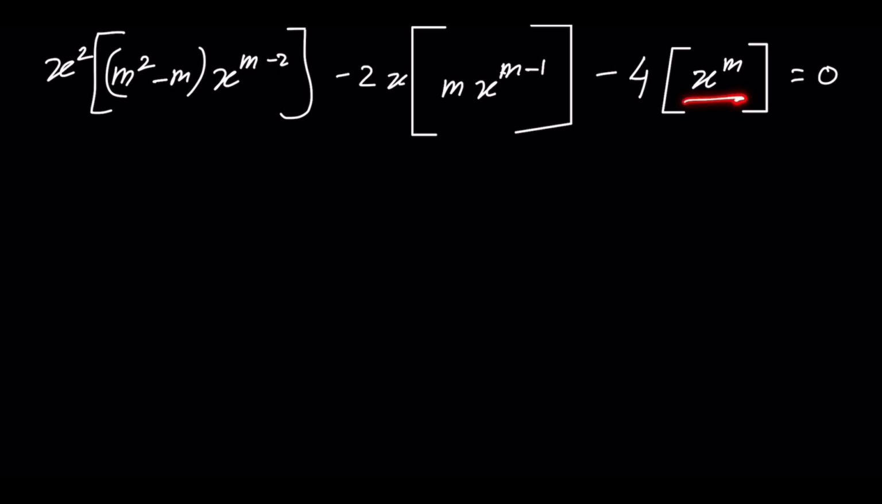Now we can notice that x power m is common in all three terms. So we're going to factor it out. And you can see that x squared is going to be cancelled out with the x power negative 2. Similarly, x is going to be cancelled out by x power negative 1. Hence, all the variables in this equation are going to be cancelled out, giving us our auxiliary equation. But let's write that directly.